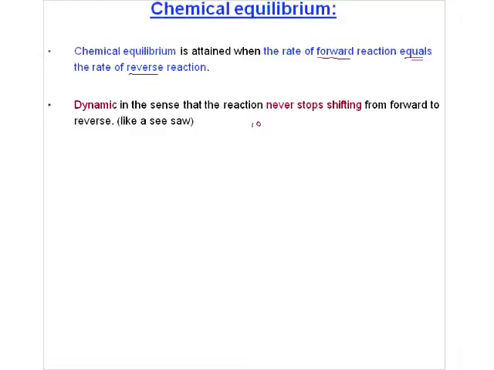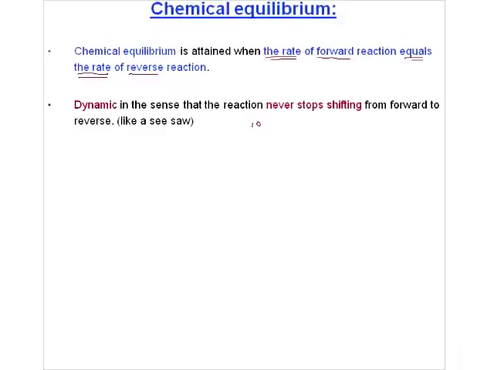Now, the important thing here that you have to keep in mind is that it's the rates that are equal. And that's going to be a common theme throughout what we're going to talk about. It's the rates that are equal, not the concentrations, not the number of atoms, but it's the rate at which the forward reaction proceeds, which is equal to the rate at which the reverse reaction breaks down. Okay, so in a sense, we see this as being dynamic in that it's like a seesaw. It's always shifting back and forth, never stopping, forward to reverse, reverse to forward, forward to reverse, and it continues and continues.